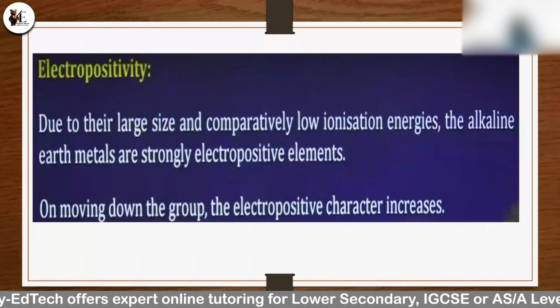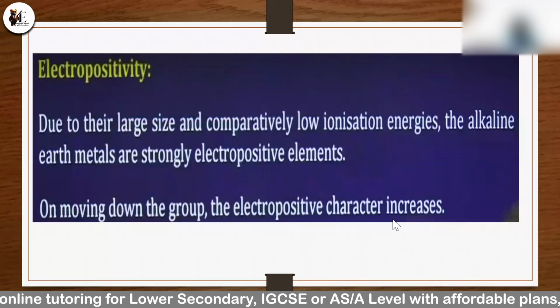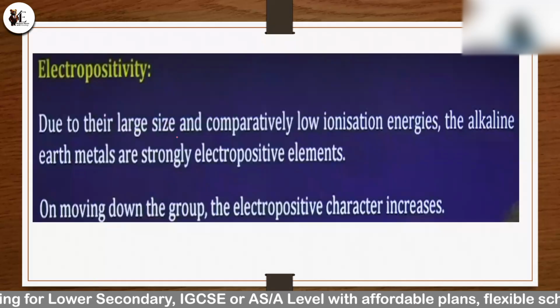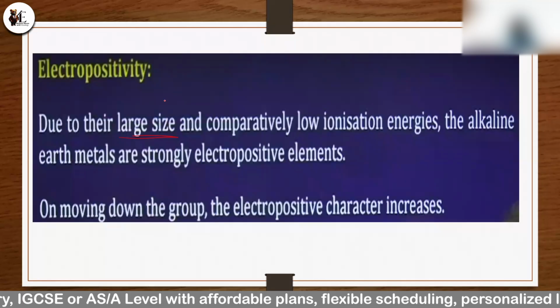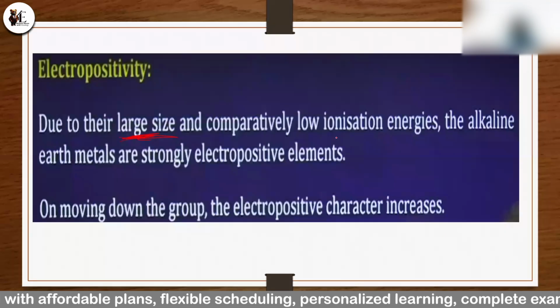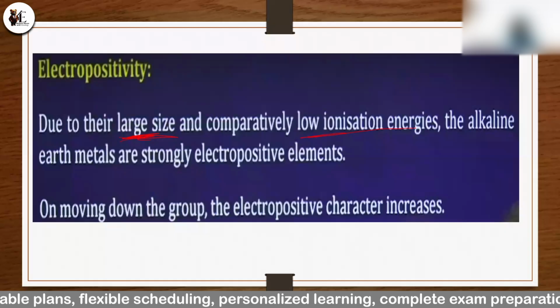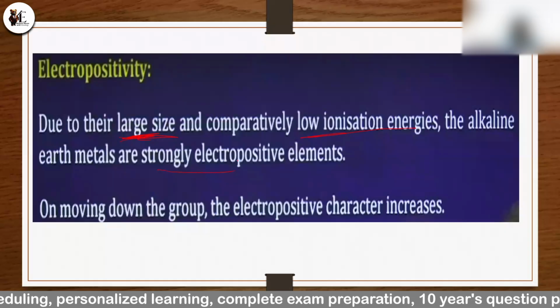What is electropositivity and how does electropositivity affect your elements? So due to their large size, we are comparing with alkali metals, due to their large size and comparatively low ionization energy, they are strongly electropositive elements. So this question will land up in your exam.